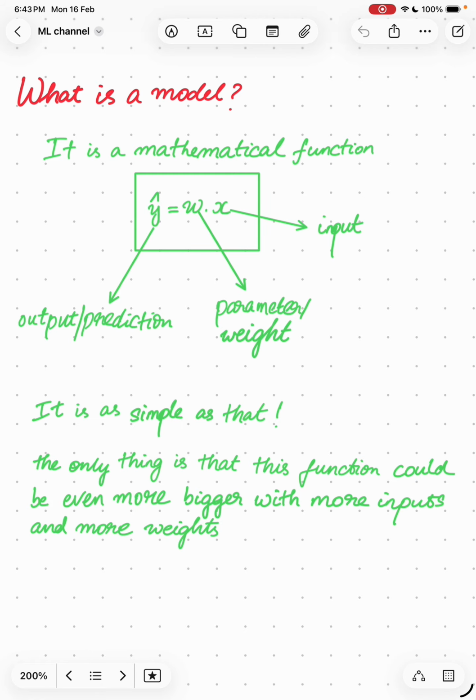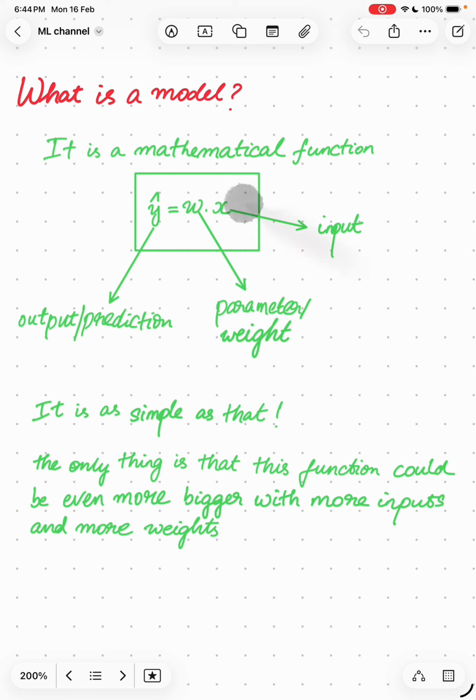In this video, we will be learning about what a machine learning model is. So basically, a machine learning model is nothing but a mathematical function. It's as simple as that. So you take a mathematical function y is equal to wx, where y is the prediction of that machine learning model, w is the parameter or weight, and x is an input. A mathematical function as simple as this is also a model.